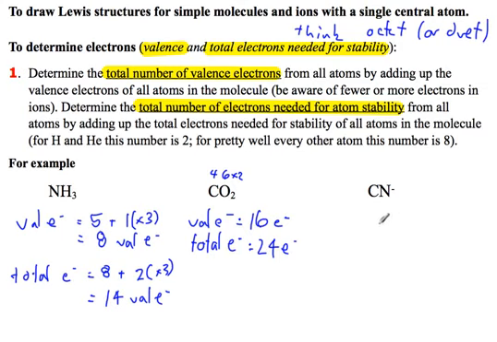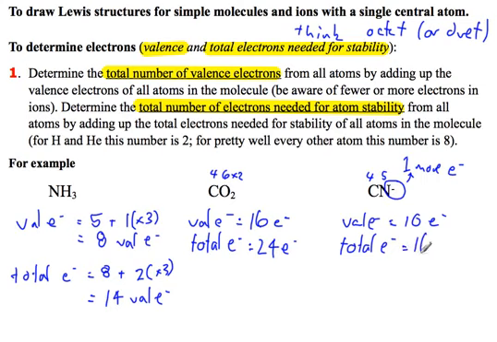How about the cyanide ion, CN minus? So again, carbon has 4, nitrogen has 5, and this charge indicates 1 more electron. An electron has been gained to allow the cyanide ion to be a stable configuration, so we add that in the valence electrons. So valence electrons in this case is going to equal 4 plus 5 plus 1, or 10 valence electrons. Total electrons required to satisfy the valence shell is going to be 2 times 8, which is 16 electrons.